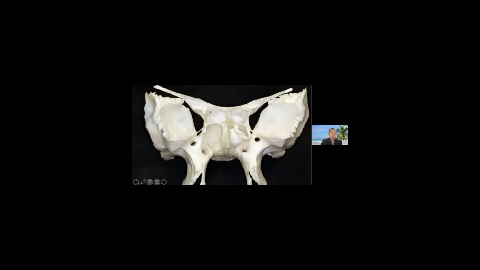And so you can see the relationship here. This is the body of the sphenoid bone. And so posteriorly, medially, you have the sphenoid sinus, and then lateral to the greater wing of the sphenoid, you have the temporal fossa, where the temporalis muscle is, and then posterolaterally, you have the infratemporal fossa.